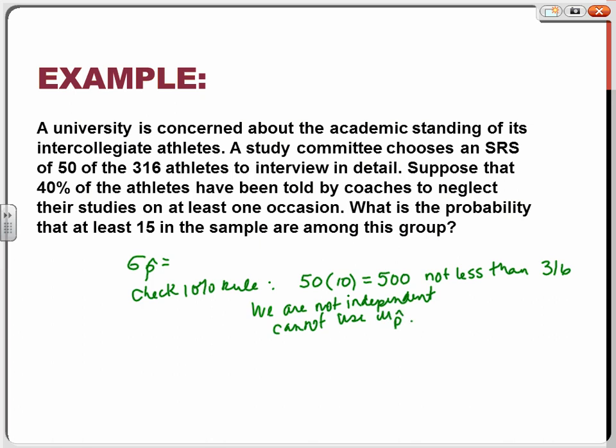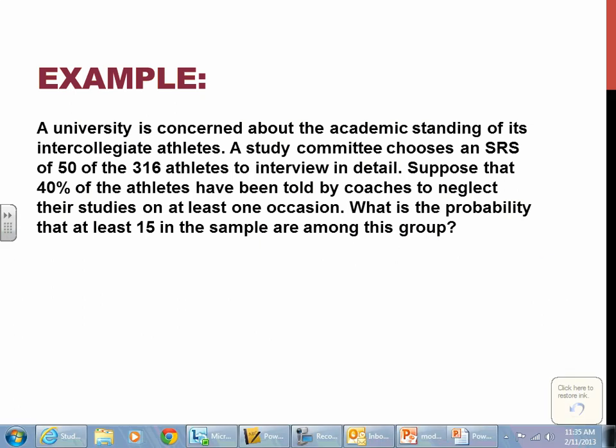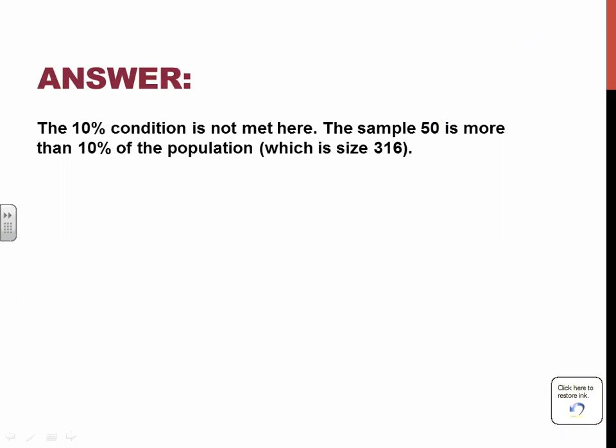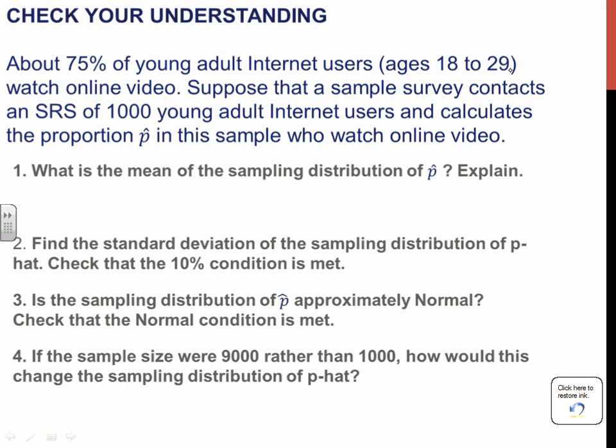All right, let's do one where you can now. About 75% of young adult internet users ages 18 to 29 watch online video. Hey, that's you. Suppose that a sample survey contacts an SRS of 1,000 young adult internet users and calculates the proportion p-hat in the sample who watch online videos. What is the mean of the sampling distribution?